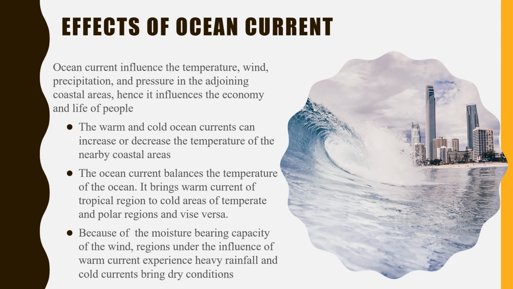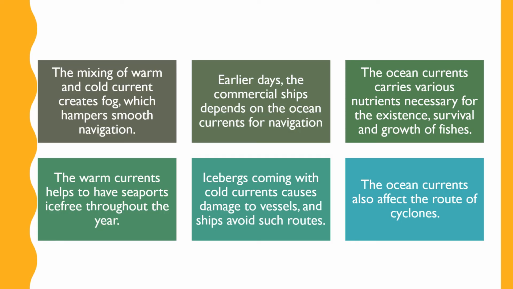Because of the moisture bearing capacity of the wind, regions under the influence of warm current experience heavy rainfall and cold currents bring dry conditions. The mixing of warm and cold current creates fog which hampers smooth navigation. In earlier days, commercial ships depended on the ocean currents for navigation. The ocean currents carry various nutrients necessary for the existence, survival and growth of fish.